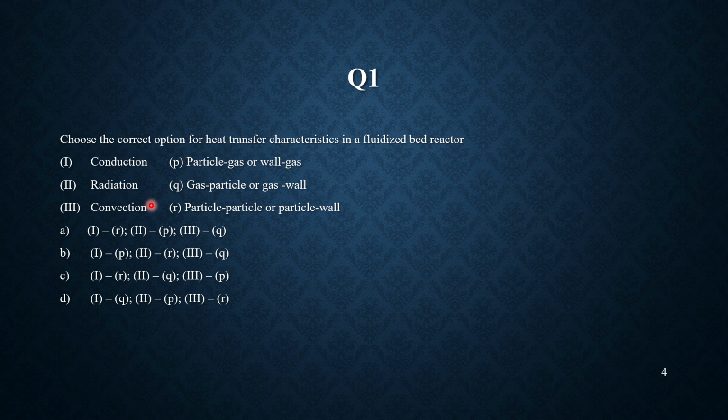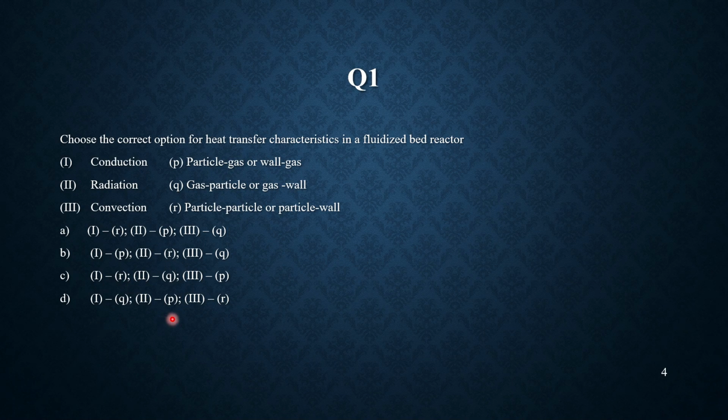So what are the options? Conduction is for particle particle or particle wall. Radiation is for particle gas or wall gas. Convection is for gas to particle or gas to wall. So it is R, P and Q. So I think it is option A, which is R, P and Q. Option B is wrong. Option C again is R, Q and P, which is wrong.